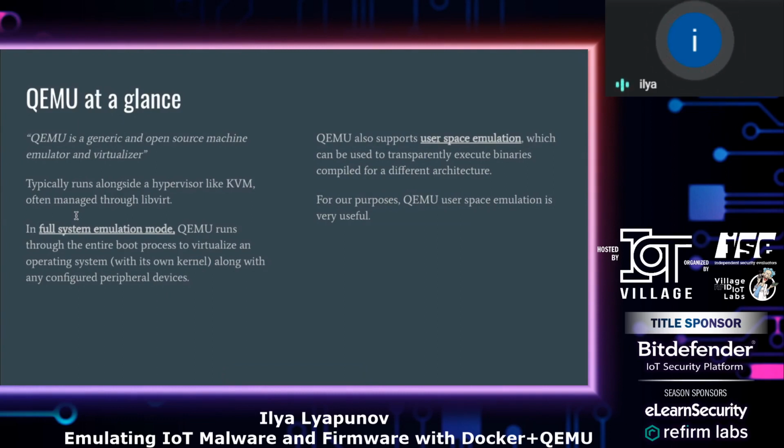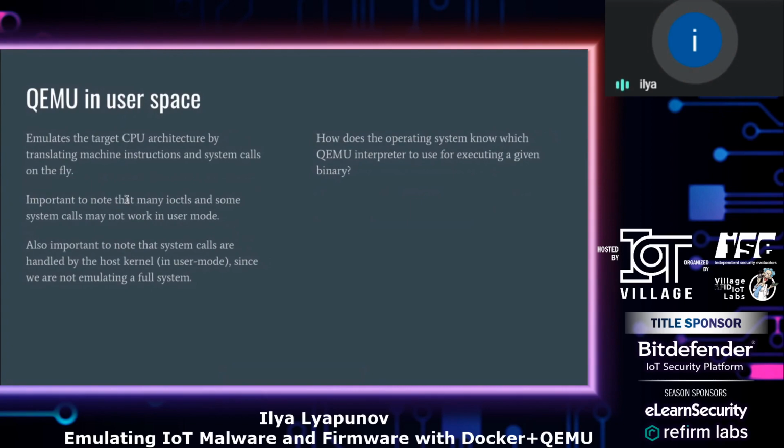In the full system emulation mode, we are booting the entire operating system, which has its own kernel, RAM disk, init file system, everything. It goes through the exact same process as if it was booting a real hardware device, effectively. However, there's another mode that QEMU supports, which is the user space emulation. And this is useful for transparently executing cross-compiled binaries on your workstation. And for our purposes, it is this QEMU user space emulation that we're going to be interested in.